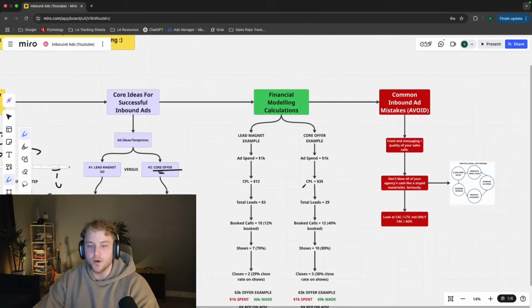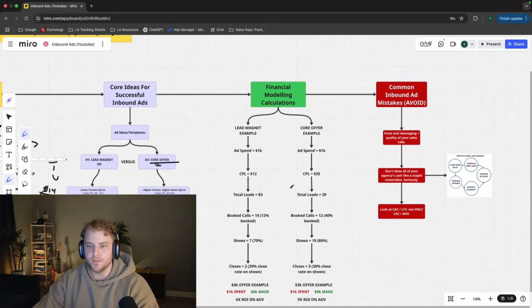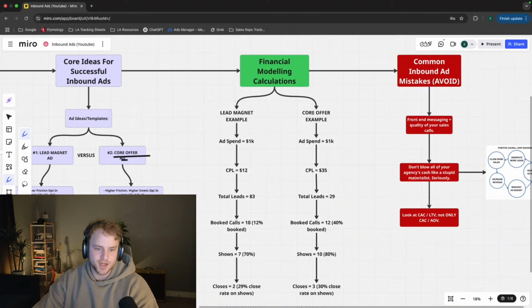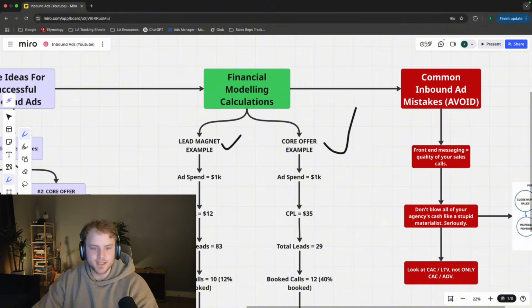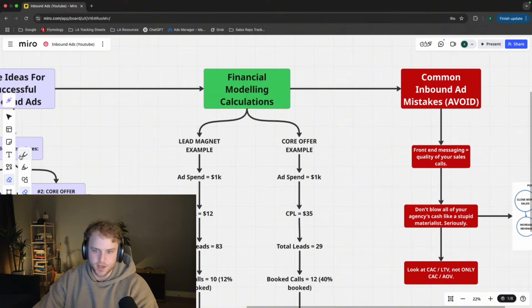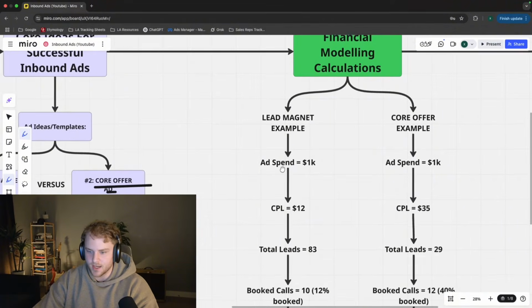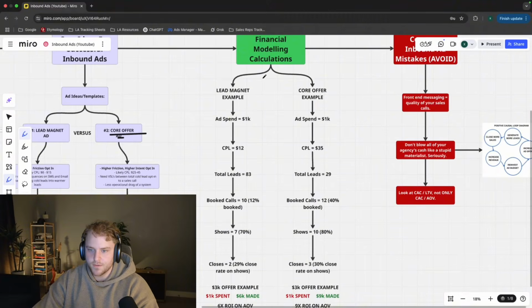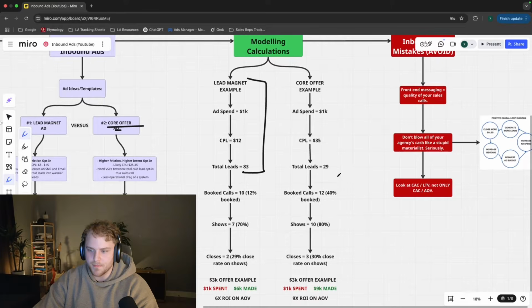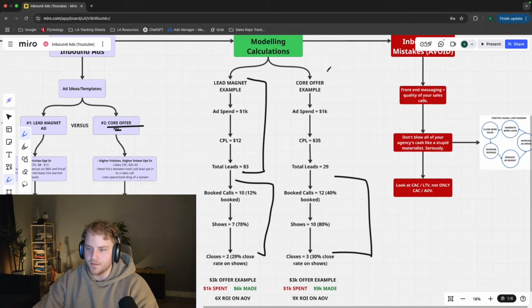Okay, now we're going to get into some financial modeling stuff. So this is actually us anticipating what it might look like if you're running a lead magnet versus an actual core offer ad, as we just explained. So let's talk about the lead magnet for a second. You can see here, there's going to be a big difference for the front half here and the back half here, and big differences in both of these types of ads that we're actually running.